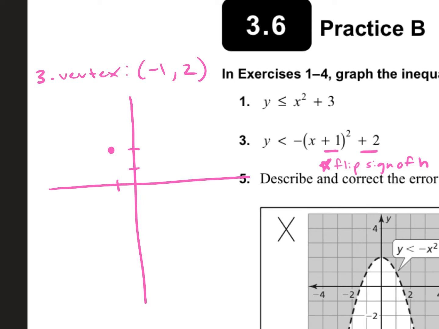Plugging in a number. We could always just plug in a number to find another point, but without even plugging in a number to find another point, do I know if my graph is going to open up or down here? Down. How did we know? Because A is negative. The number out front is negative, so we know that it's going to open down.